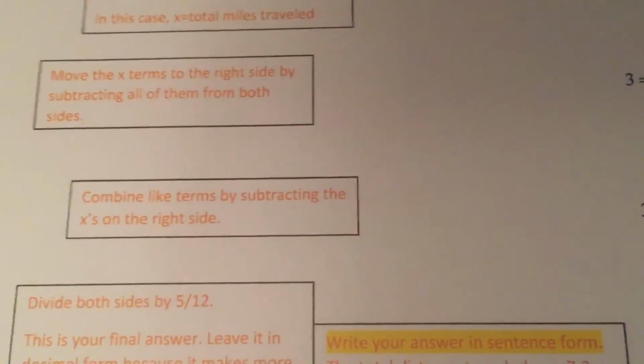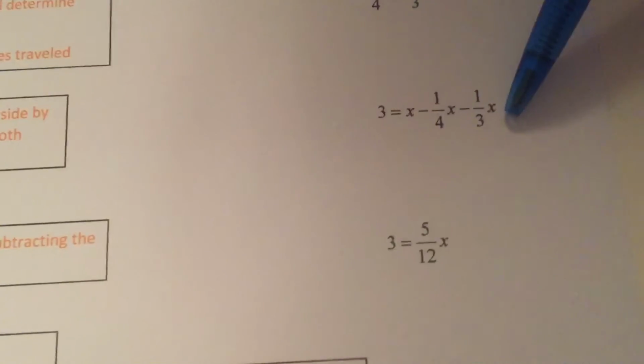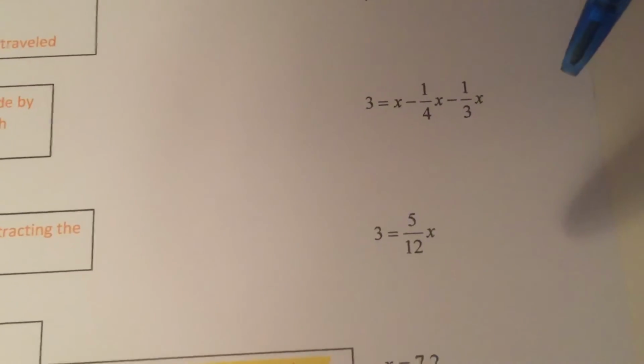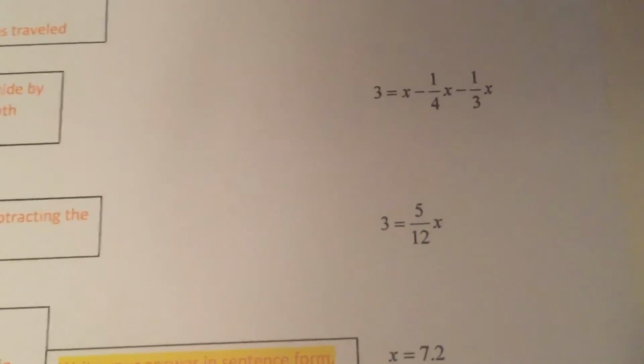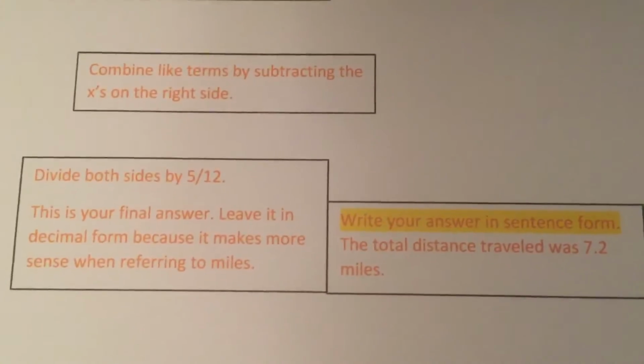Then we're going to combine like terms by subtracting the x's on the right side. So negative 1/4 x minus 1/3 x gives 5/12 x, and then we just divide both sides by 5/12 and receive our final answer.